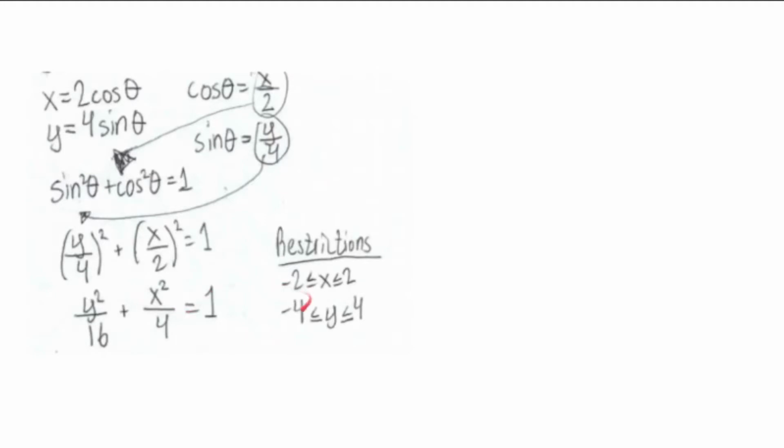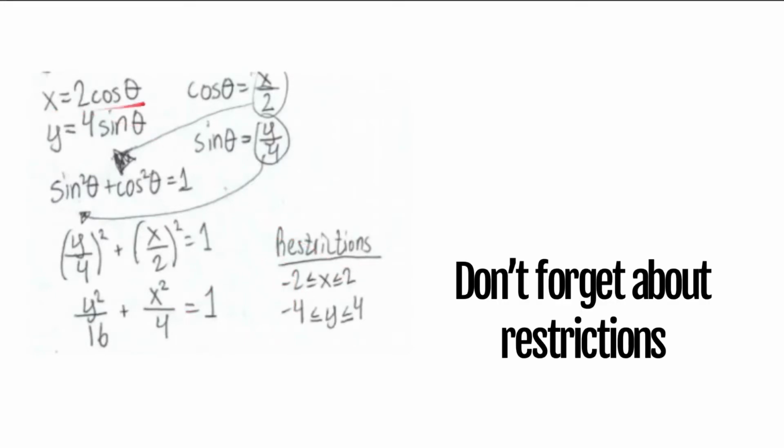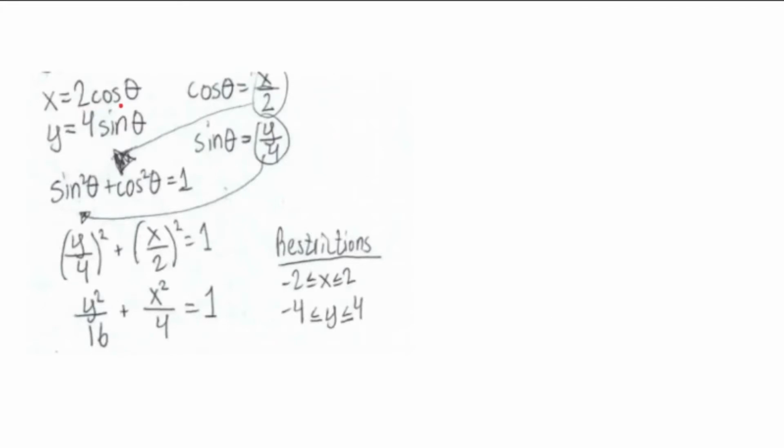And then you can graph it, and there are going to be restrictions also because of the original equations you got. Cos can only go from -1 to 1, and you multiply that by 2, so it's -2 to 2. And sine can only go from -1 to 1 also. You multiply that by 4, so then it's -4 to 4.